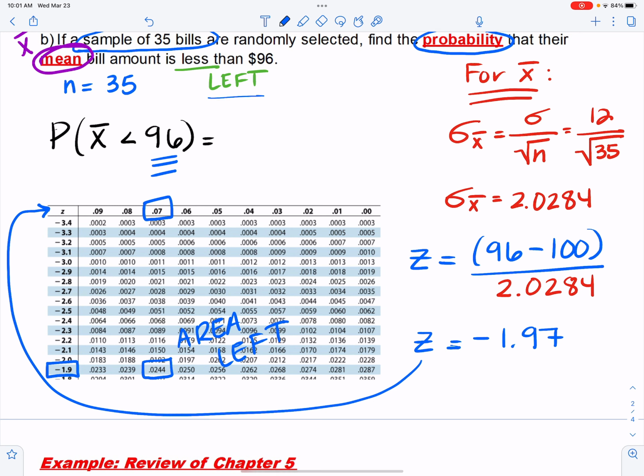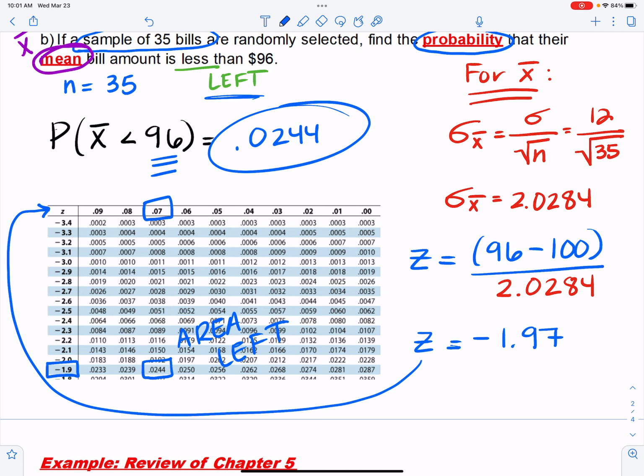And in this case, that's what we want, less than, so we don't need to subtract from 1. We have found the area to the left, so we have found the probability that a mean bill amount for a group of 35 is less than $96.